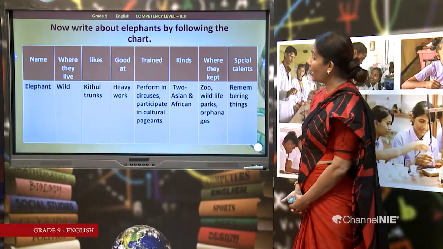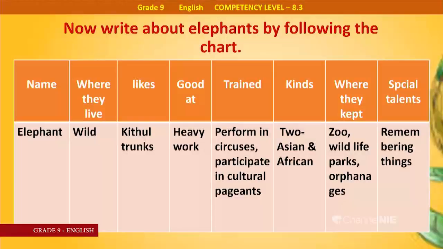Yes. Now write about elephants by following the chart. Can you remember the grid of Mrs. Smith? Something like that. Here you are given a chart. Name: elephant. Where they live: wild. Likes kitul trunks. So, the Sri Lankan elephants like to eat kitul trunks. Good at heavy work. Trained, they are trained to perform in circuses, participate in cultural pageants.